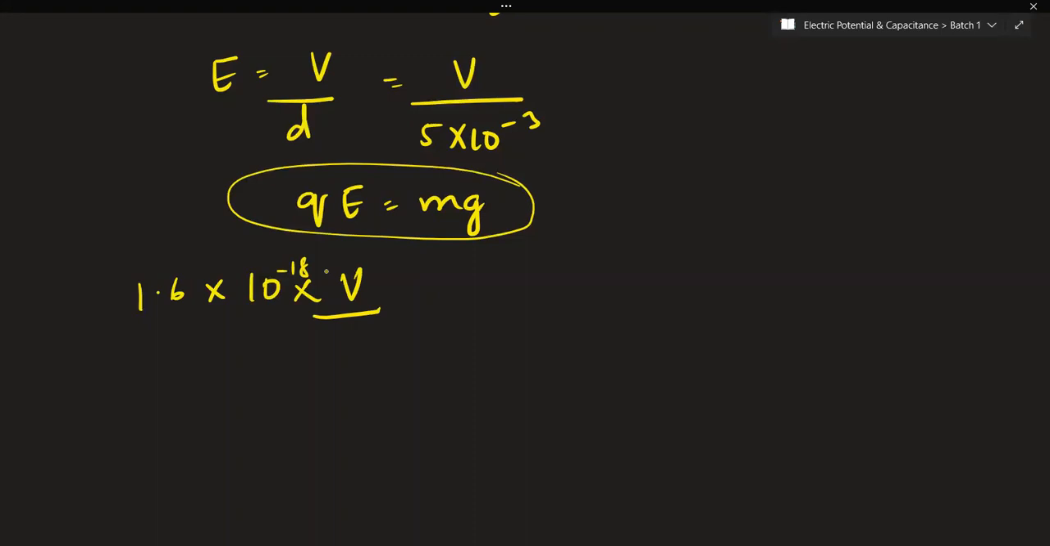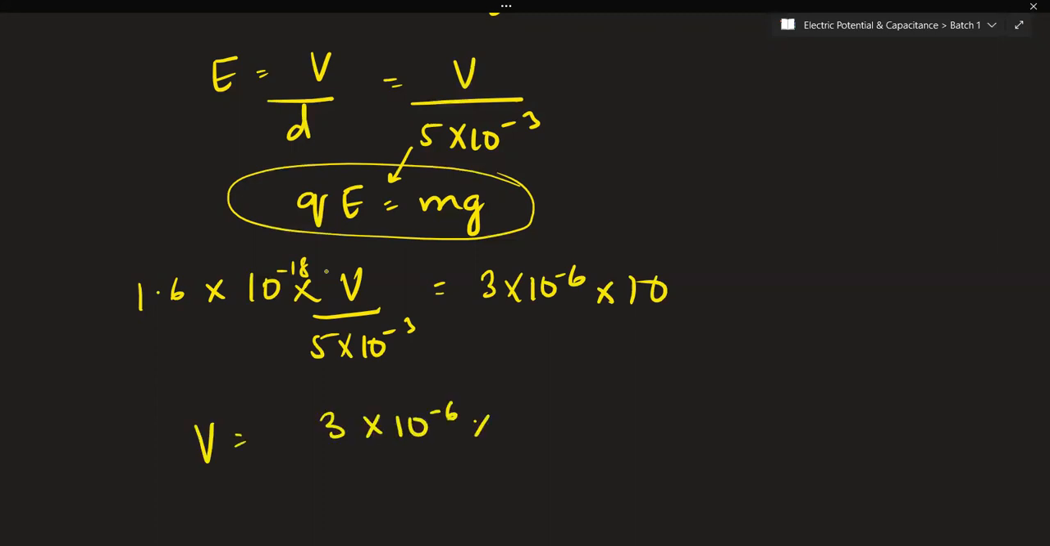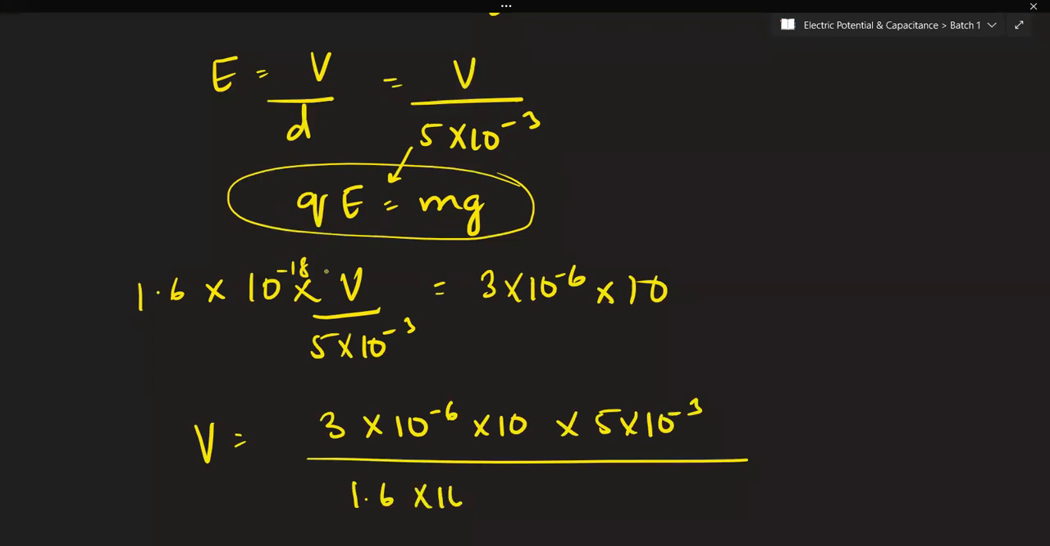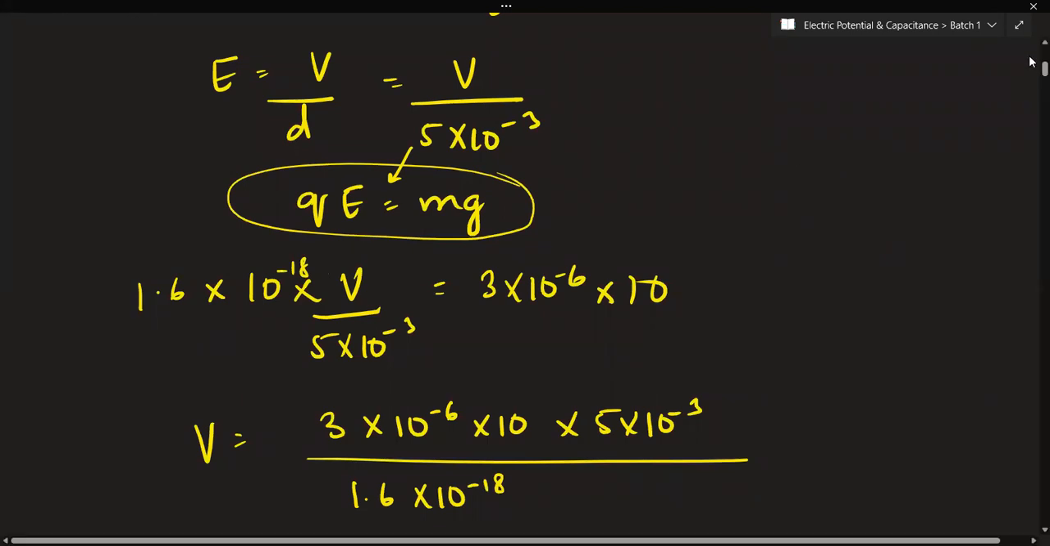Put the value of E from here, V by 5 into 10 to the power minus 3. Mass is given as 3 into 10 to the power minus 16, and acceleration due to gravity 10. So from here, you can get the value of potential. 3 into 10 to the power minus 6 into 10 into 5 into 10 to the power minus 3 by 1.6 into 10 to the power minus 18. Solve it, see whatever answer you are getting. Note it down.